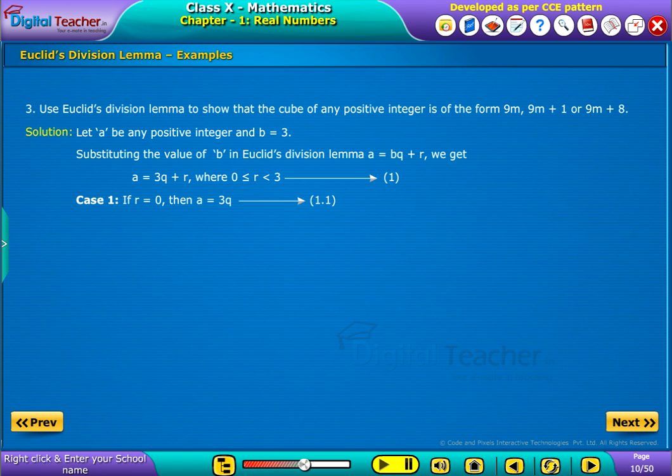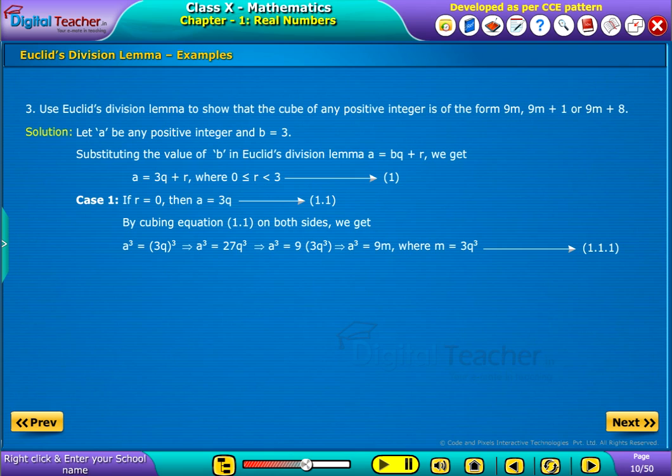Case 1. If r equals 0, then a equals 3q, that is equation 1.1. By cubing equation 1.1 on both sides, we get a cube is equal to 3q cube, which gives a cube equal to 27q cube. That is in turn a cube equal to 9 into 3q cube. That is, a cube is equal to 9m, where m equals 3q cube, that is equation 1.1.1.